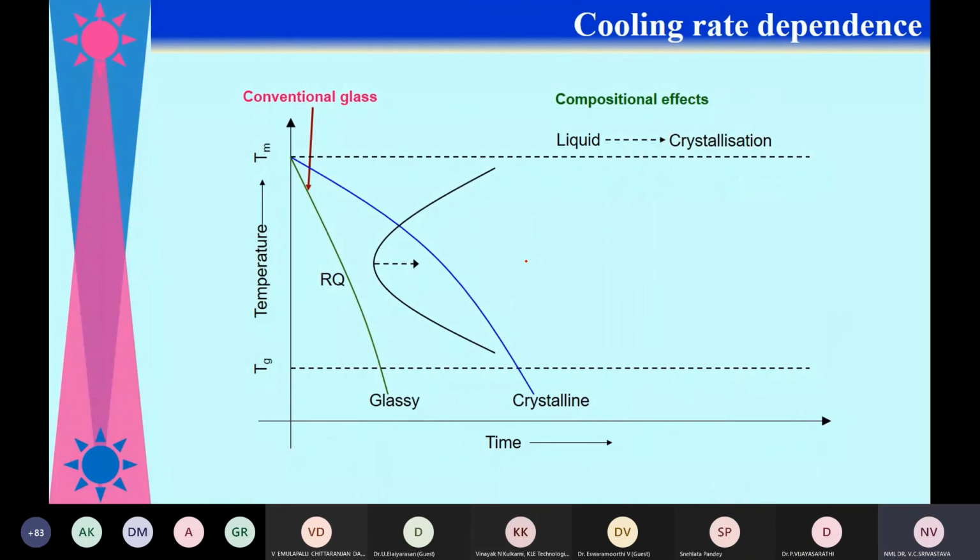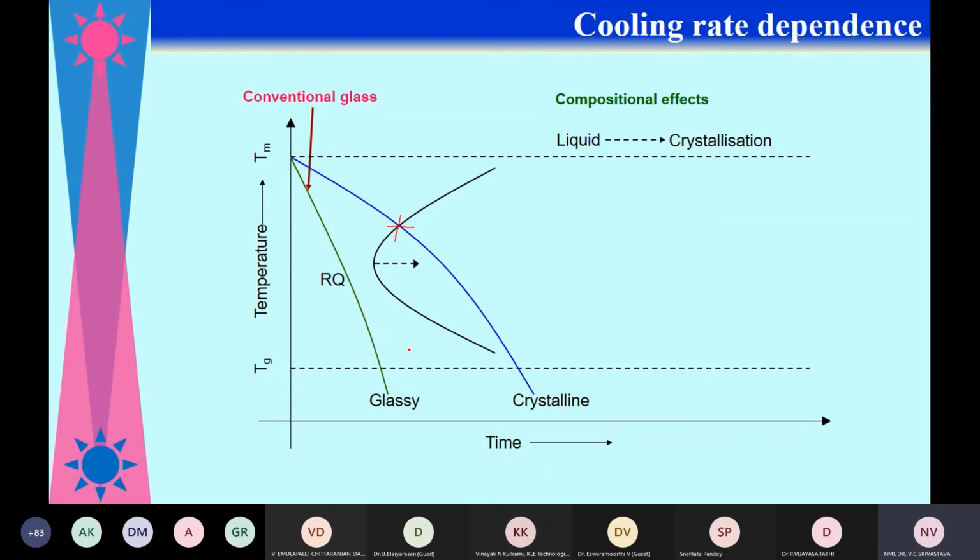Here you can see this is the conventional glass, where this is a C curve, this is temperature, and this is time. If you are cooling a material, here the transformation starts and it crystallizes. But if you are cooling at a very fast rate, then the liquid will remain liquid and only its viscosity will increase. Then you get a glassy material.